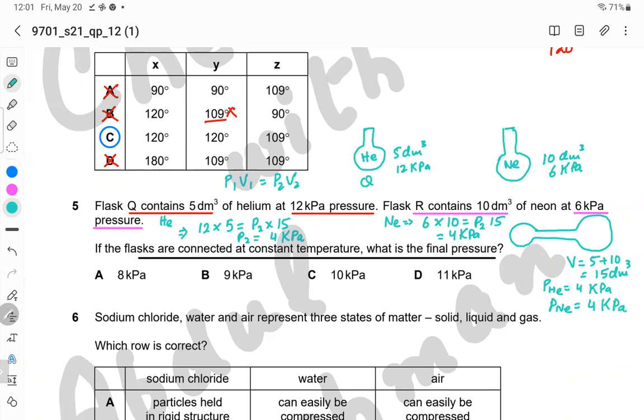Is this understandable to everyone? So the total pressure will be the pressure of neon and the pressure of helium, and their sum becomes 8. So the correct answer will be A, 8 kilopascal. I hope everybody understands.